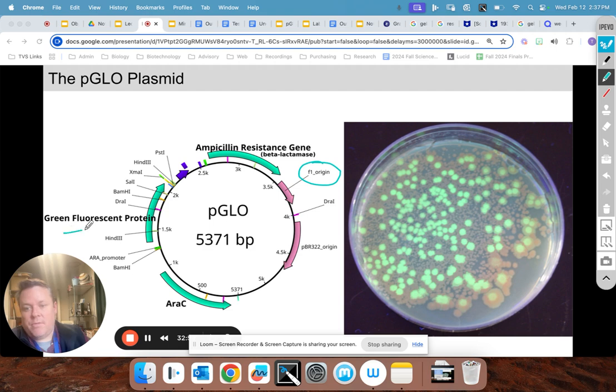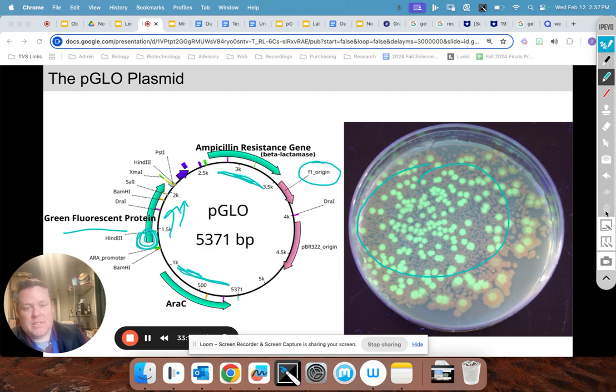It has a green fluorescent protein. It has an ampicillin resistance gene that we're going to talk about why that's so important. It has an arabinose gene, which is involved in making a strong promoter that forces this thing to be expressed and make lots of it. And we can turn regular old E. coli into this right here. We're going to transform them.